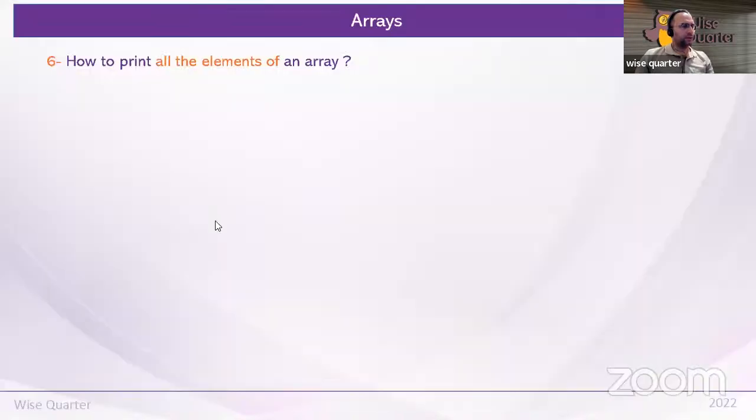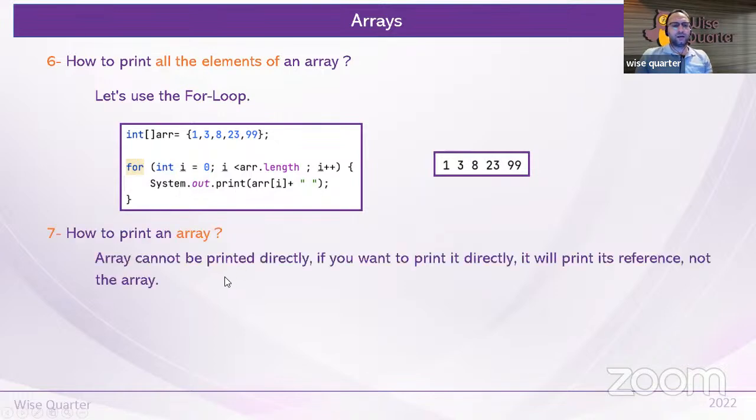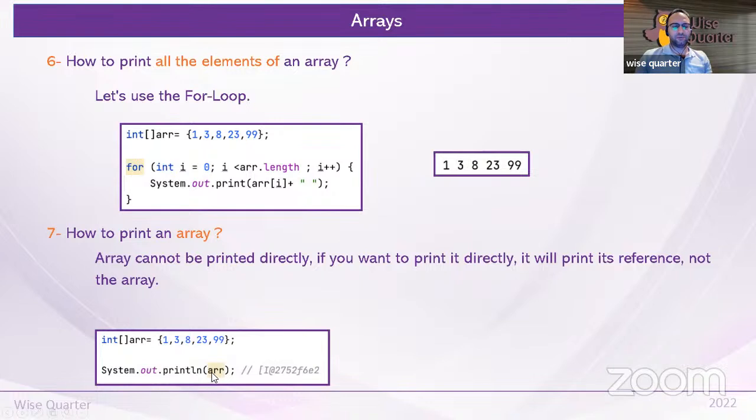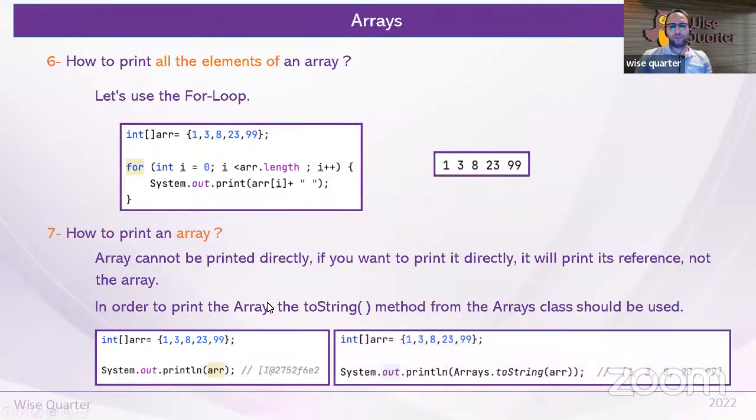Let's go back to the slide. Yes, to print all the elements of an array, we can use a for i loop. And here it should start from 0, and the limit will be the length. And we can print all the elements like this. But there is another way. We cannot print it directly, so we should ask the Arrays class for help. When we try to print it directly, the system will give us nonsense. Actually, this is the reference of the array. If you want to print it, let me check something.